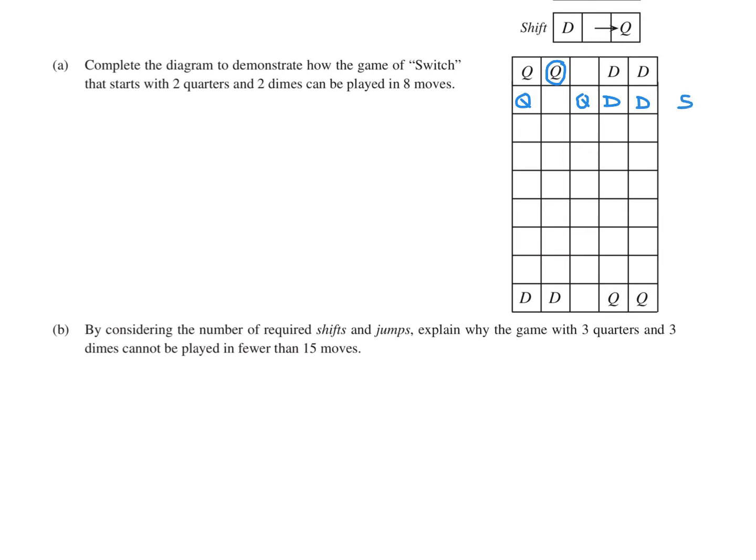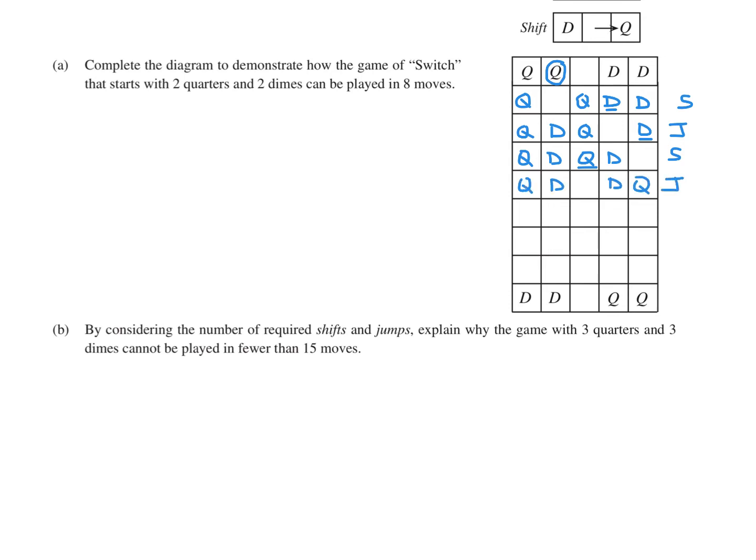And then what can I do? I can jump this D here. This guy, I can jump it over and make it land there. So that's what I'm going to do next. That was a jump. J for jump. Okay, next one over. I'm not sure here. Let's just move this D over. And then that will make it like that. That's a shift. And I guess this Q can jump now. So that Q would end up here. So that's my following move.